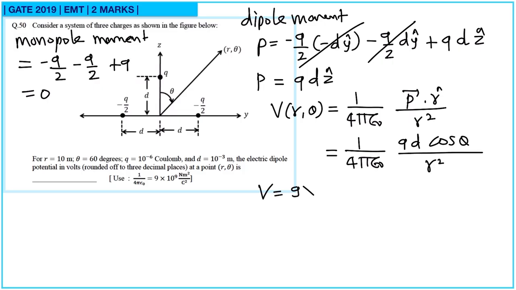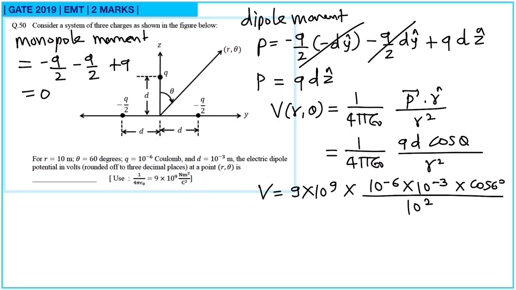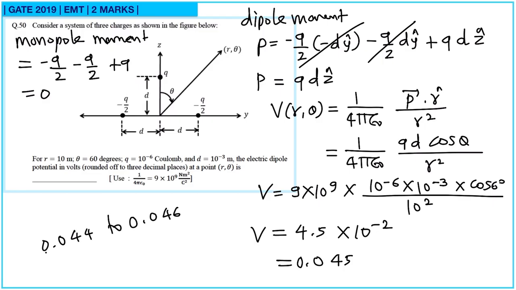So V is equal to 9 into 10 raised to 9. Charge is given. Charge is 10 raised to minus 6 coulomb into d, separation is 10 raised to minus 3. Theta is 60 degree. So cos 60 upon this distance r is equal to 10 meter. So this will be 10 square. So from here V is equal to 4.5 into 10 to the power minus 2, which is 0.045. So up to 3 decimal places 0.045, and the answer in the answer key is 0.044 to 0.046.